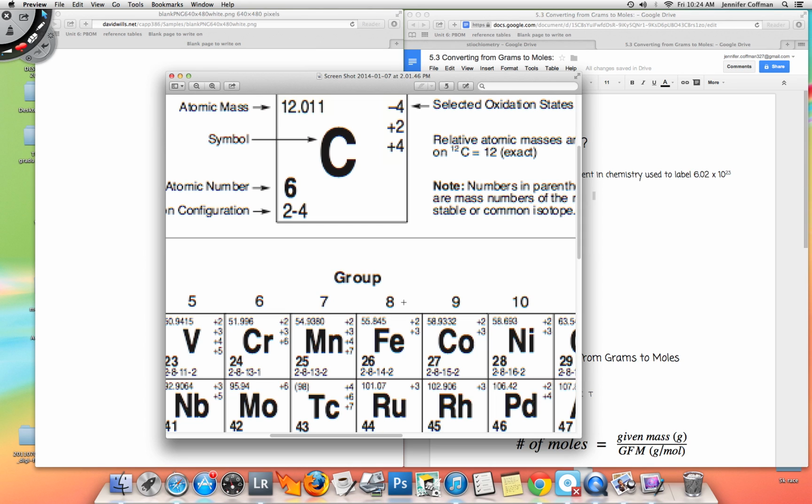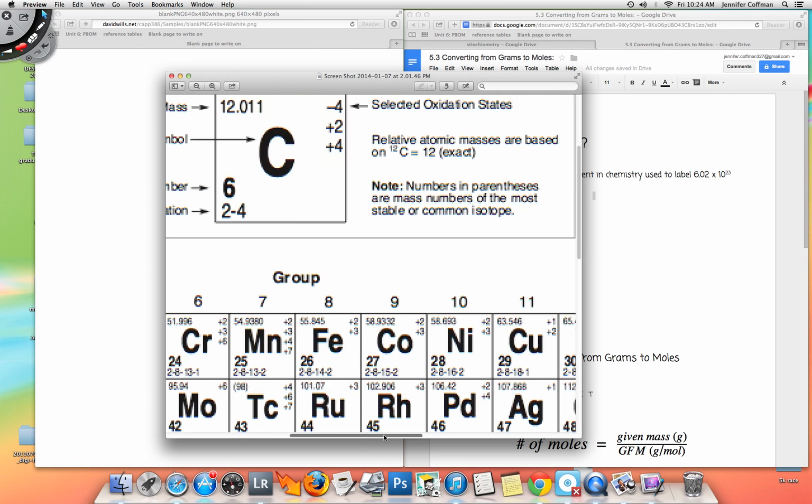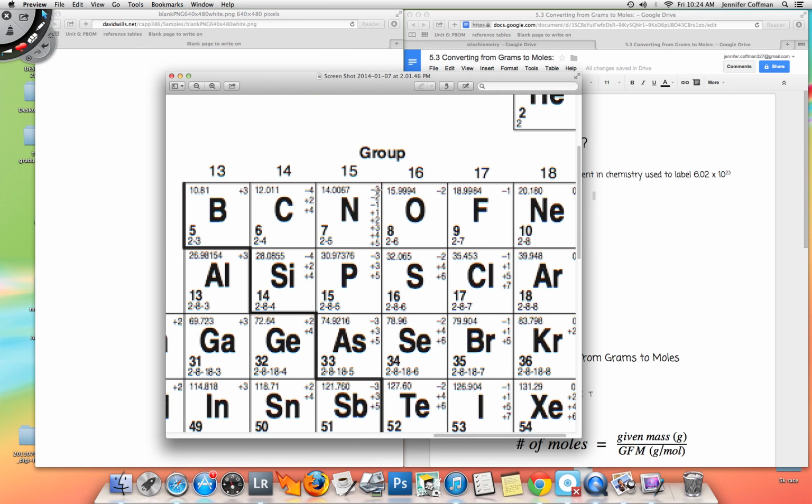If I asked you to bring me a mole of, let's pick something else here, oxygen, you would be bringing me 16 grams. Again, rounding to the nearest tenth. If you round that up, this becomes 16.